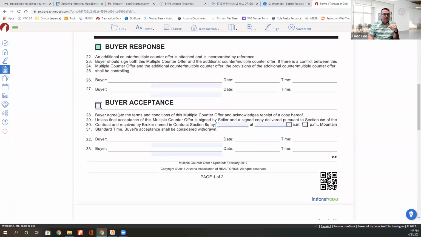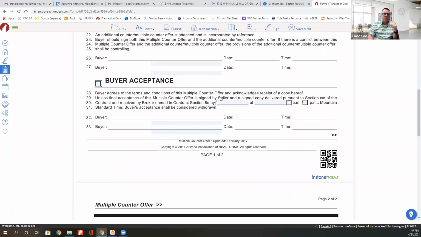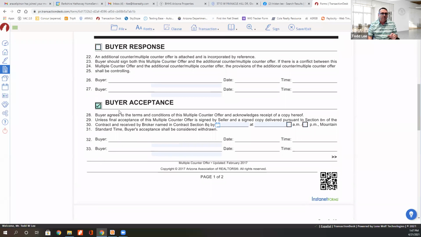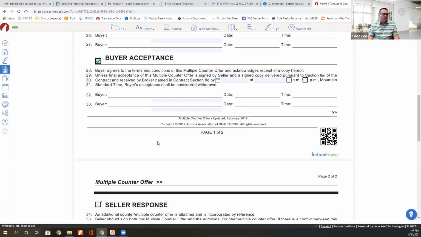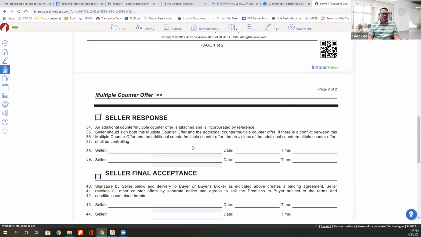Or your other option is buyer's acceptance. The buyer agrees to the terms and conditions of the multiple counter offer and acknowledges receipt of the copy hereof, unless final acceptance of the multiple counter offer is signed by the seller and a signed copy delivered pursuant to section 8M of the contract and received by the broker, 8Q, by X date, mountain time, buyer's acceptance shall be considered withdrawn. So even though the buyer says, I accept, we're under contract, we're going to go open escrow, hold your horses, you're not done yet.